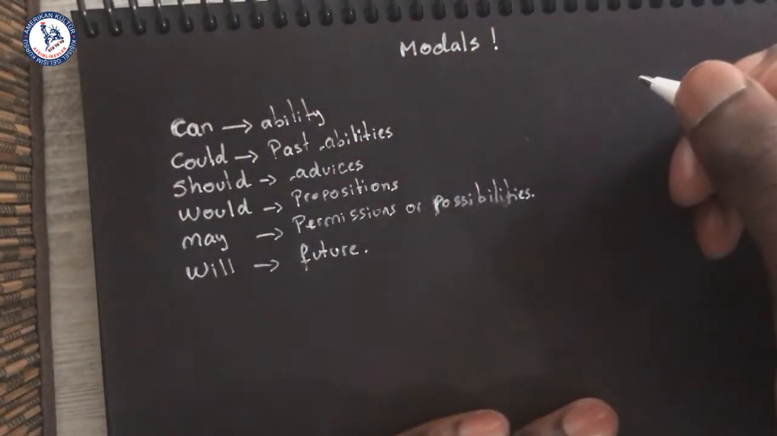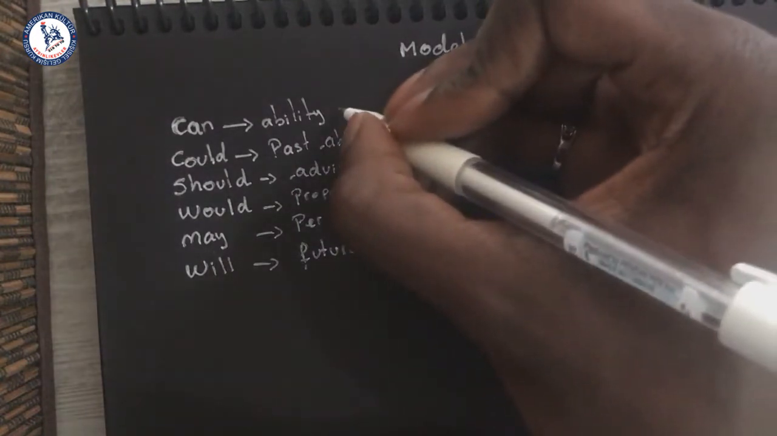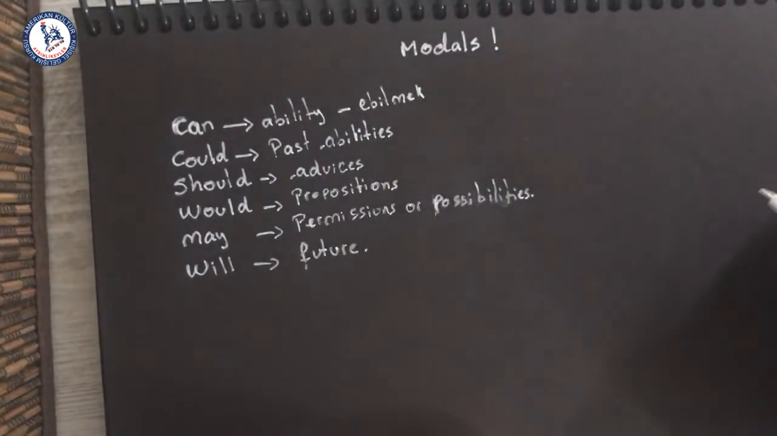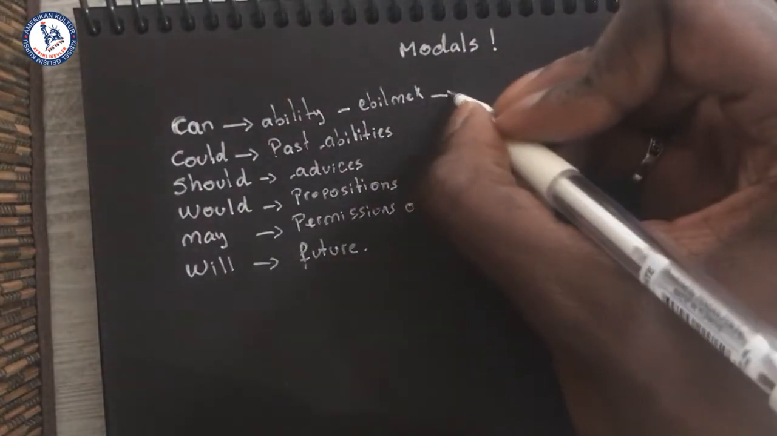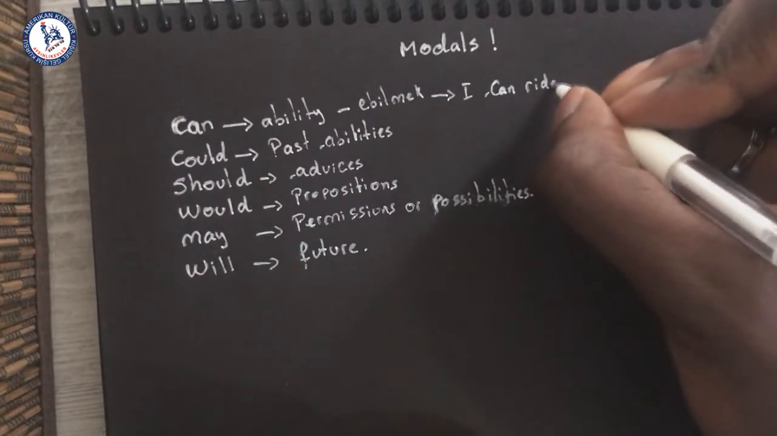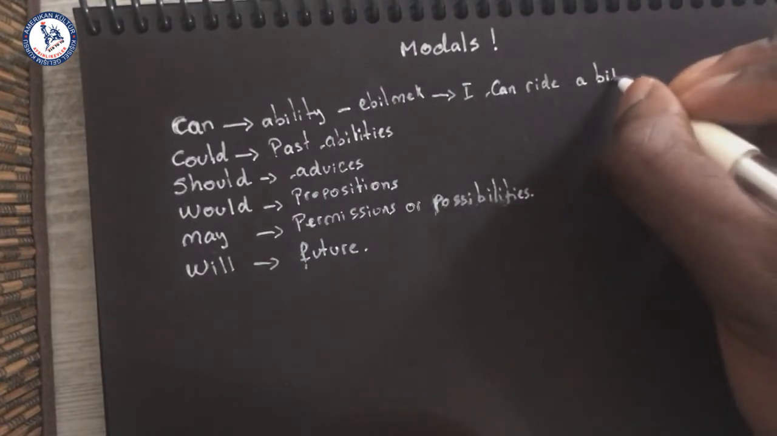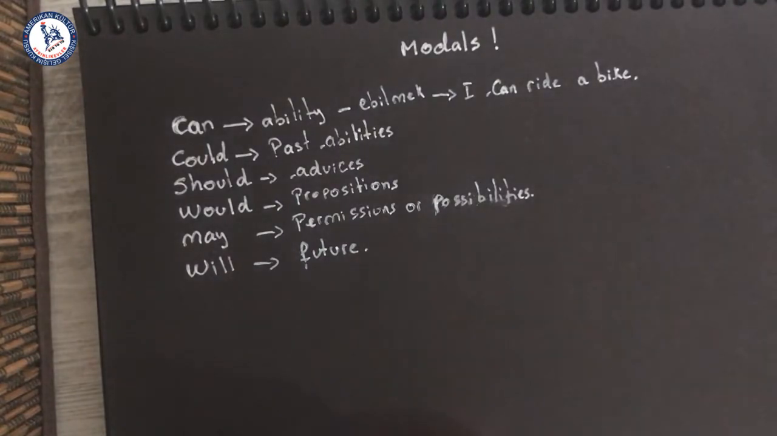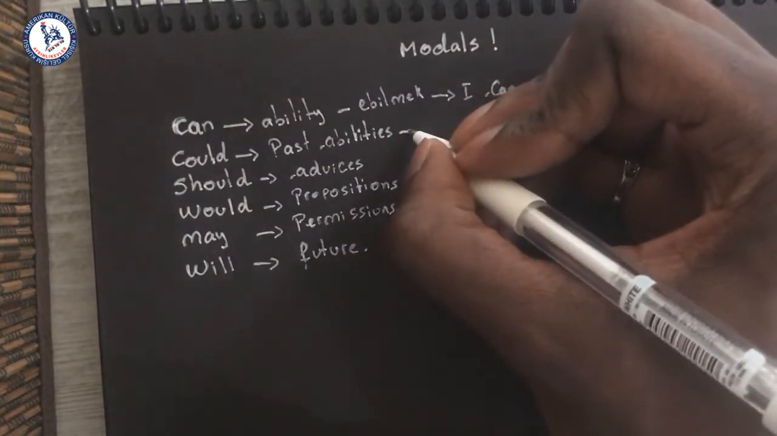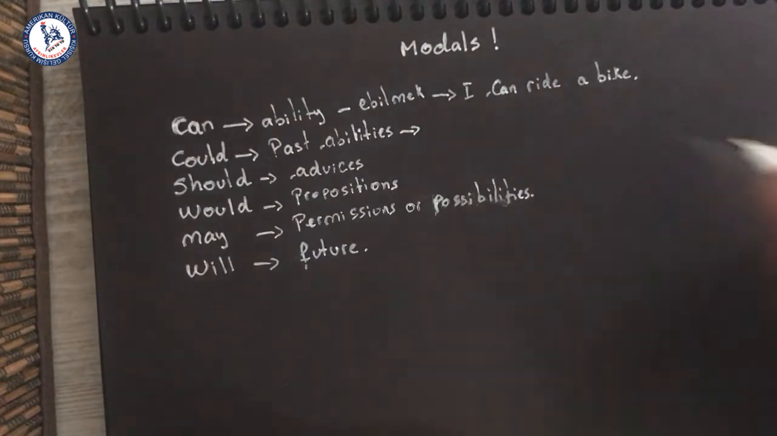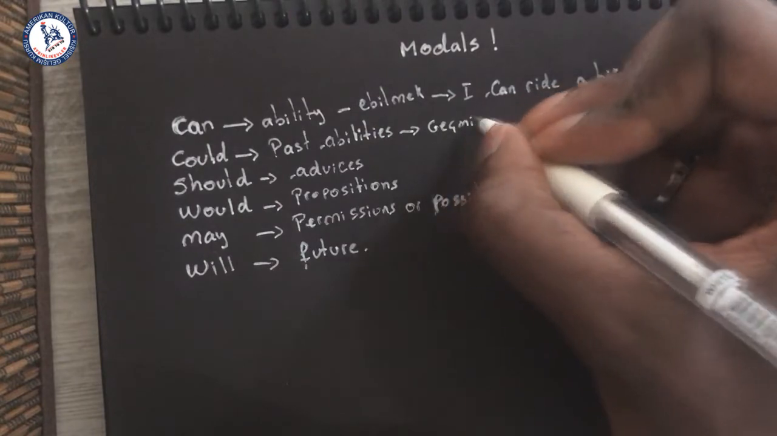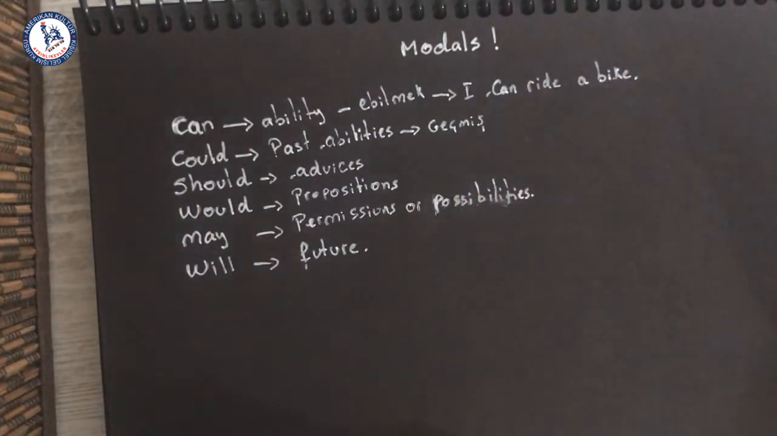So when you say ability in English, we mean ebilmek in Turkish. As an example, I can ride a bike. When we have could, it means ebilmek, but in the past. It means geçmiş in Turkish.